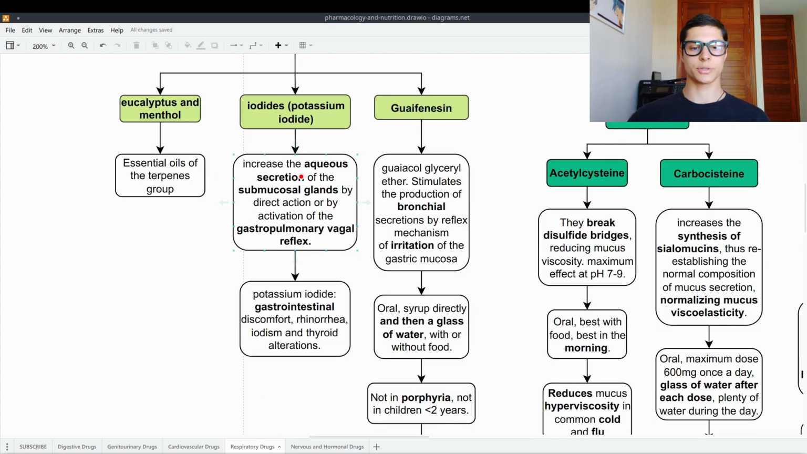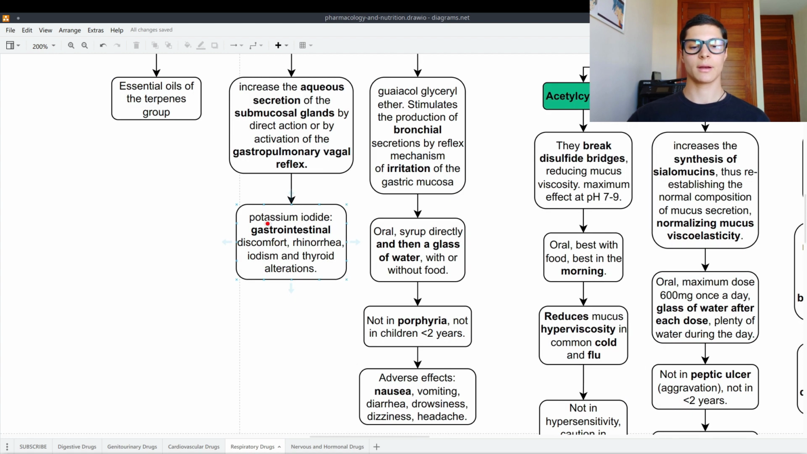It increases the aqueous secretion of the submucosal glands by direct action or by activation of the gastropulmonary vagal reflex. The potassium iodide can give gastrointestinal discomfort, rhinorrhea, iodism and thyroid alterations because of iodine.